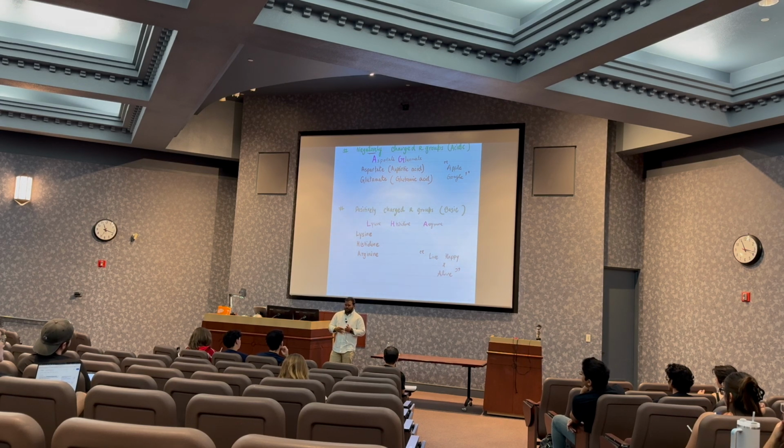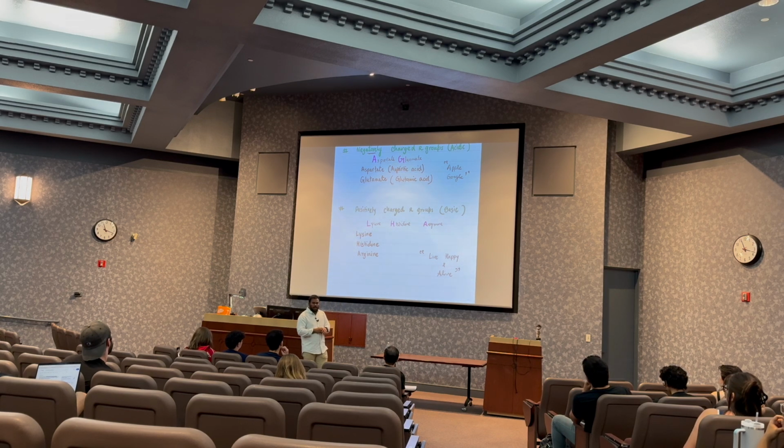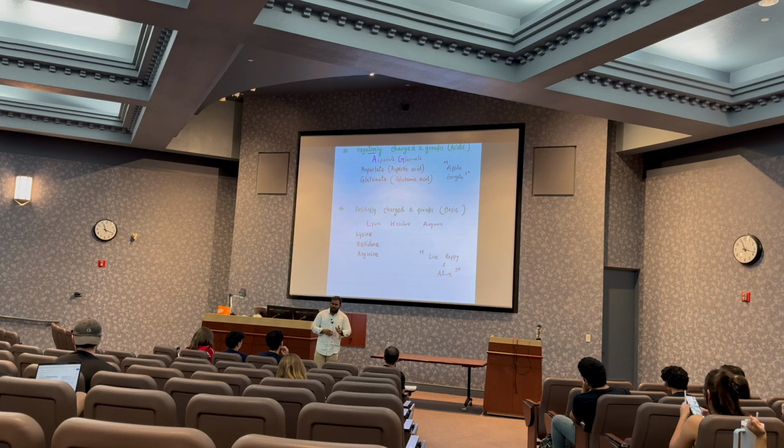Fifth category, basic one, and I have three. I called live happy and be alive, where L stands for lysine, H for histidine, and A for arginine. Don't confuse with leucine, which was a part of the first category. This is lysine, histidine, and arginine. There are three basic amino acids out of 21.